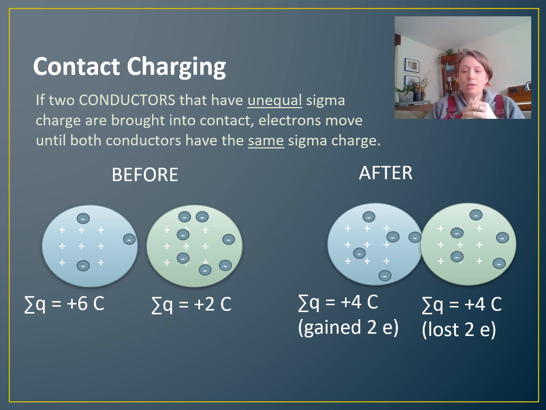So when the left one gained 2 electrons, its charge went down by 2 because we added 2 negatives. So it now has a sigma q of +4 coulombs. And the one on the right, of course, lost 2 electrons, and so now it also has a charge of +4 coulombs. Quick little note, you can see conservation of charge if you consider them together as a system, right? On the left, the entire system started with a charge of +8, and on the right, you still have a charge of +8. It's just located on different objects, but we again have not created or destroyed any electrons or protons.